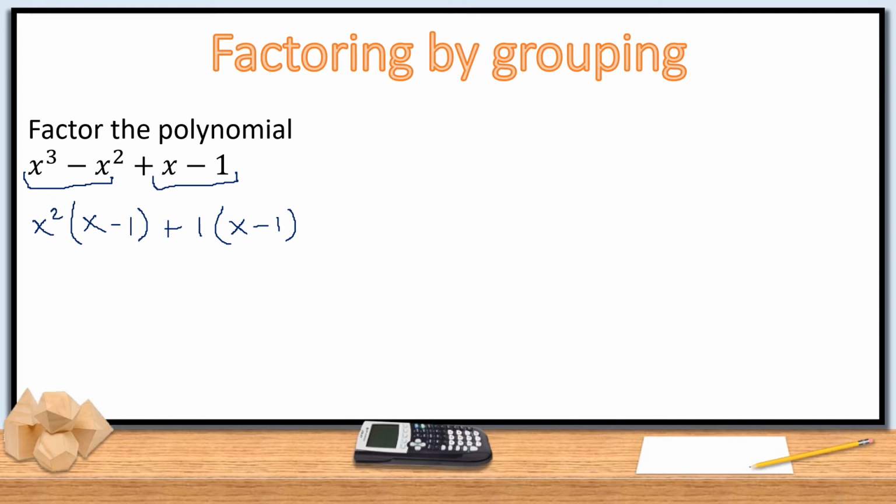And then what you notice is that they both have a factor of x minus 1. So you'd say, okay, if I take the greatest common factor out of that, it would be x minus 1, and then we'd be left with x squared plus 1. Seem all right?